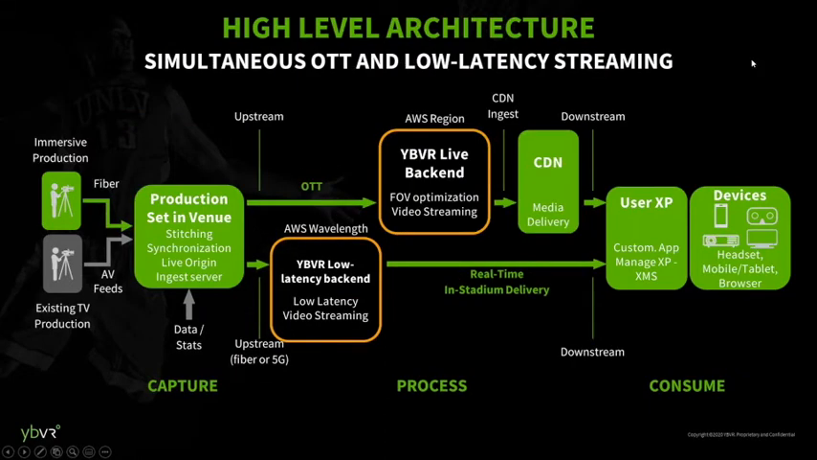And we can mix both of them, and we actually do. So now with the same production to the same type of devices, we can use both ways of streaming, and we make use of both AWS zones. So for the OTT global streaming, we use the AWS region, whereas for the low latency in-stadium delivery, we use a Wavelength edge computing zone.